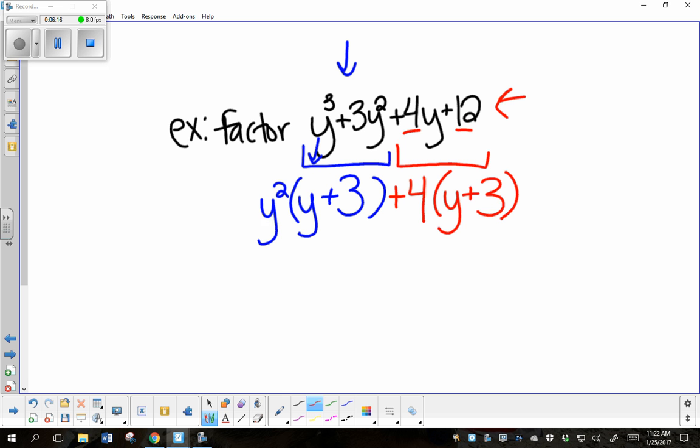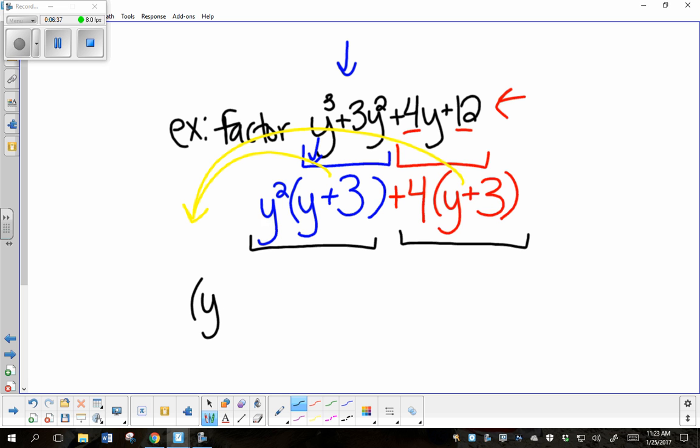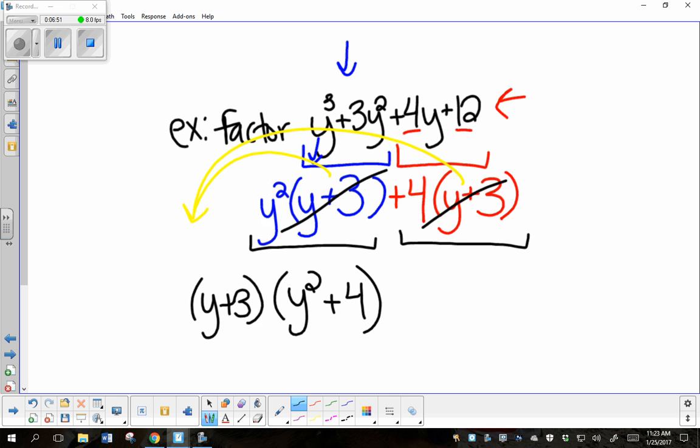So now I have a polynomial with two terms. We've got this term and this term. Each of those terms has a common factor. Both of those terms have a y plus 3. So I'm going to pull the y plus 3 out and factor it out. I'm going to put a y plus 3 in front here, and then write what I'm left with. My first term is just y squared, and my second term is just a positive 4, so plus 4. And that's it. I can't simplify anything, so my factored form is y plus 3 times y squared plus 4.